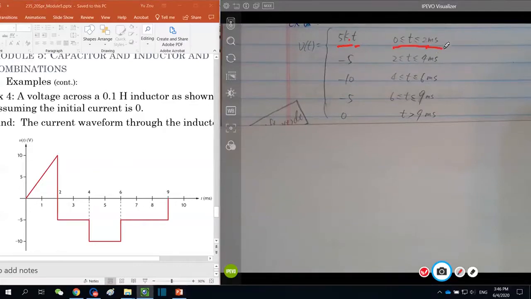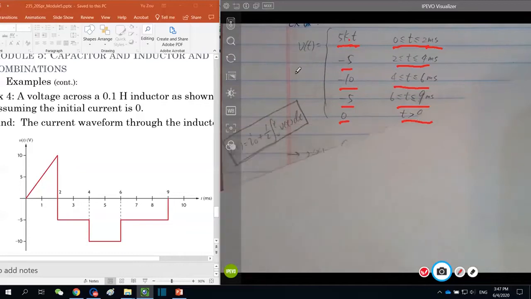This is the first time window. The voltage expression between 2 and 4, 4 and 6, 6 and 9 is respectively -5 constant, -10 constant, and -5 constant. And beyond 9 milliseconds, it's just 0. Okay, so the expression of voltage is very straightforward. And then you're thinking of applying the IV relation here.